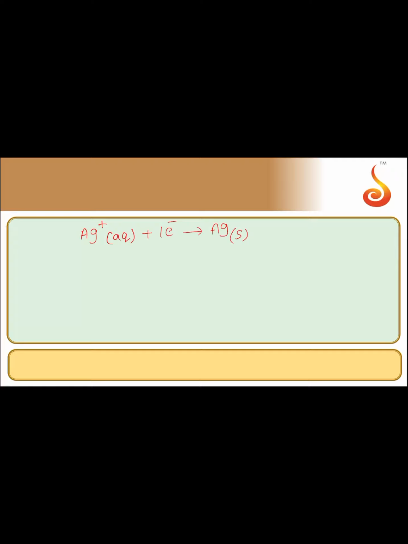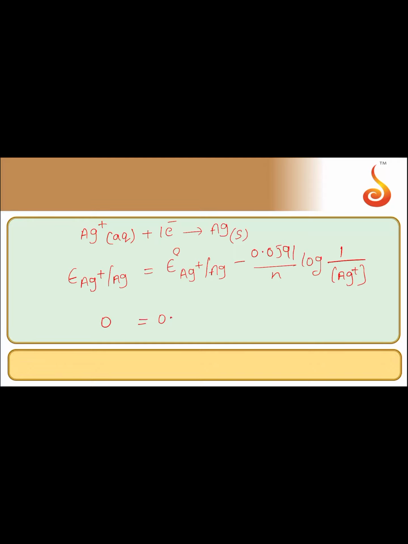The Nernst equation for this electrode is E Ag+/Ag is equal to E0 Ag+/Ag minus 0.0591 by n log Q. Q is product concentration by reactant concentration. Product is Ag solid, whose concentration is 1 molar. So it is 1 by the concentration of the Ag+. E Ag+/Ag value is 0, as I mentioned in the problem.